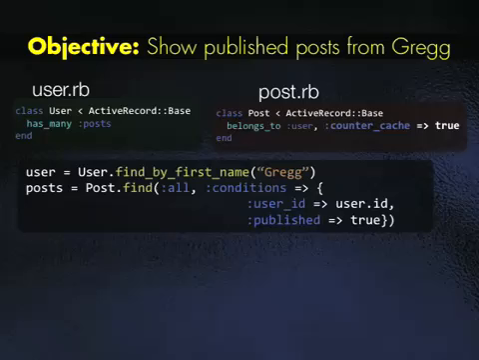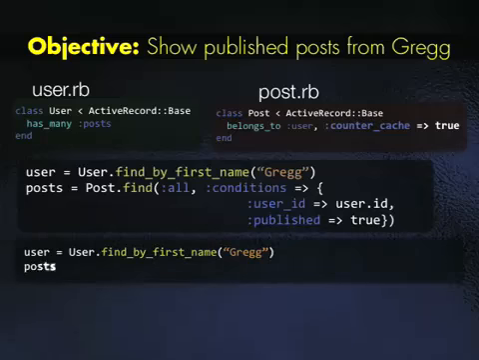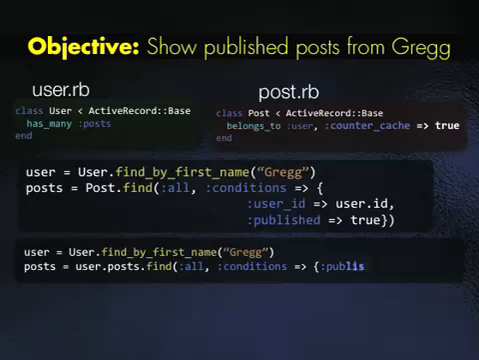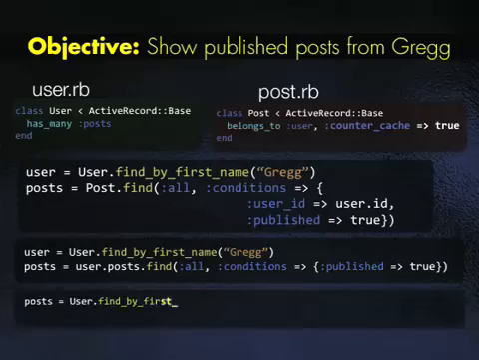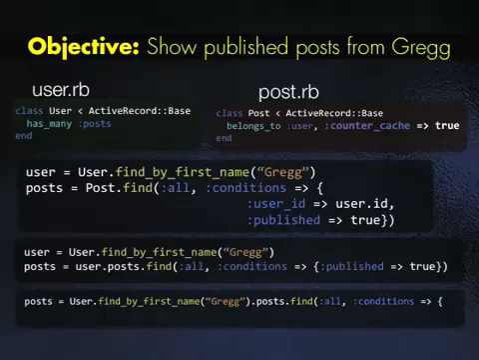One way I can simplify this code is by using the proxy association. So I could find the user, and I could just do user.post.find. Lastly, I could probably do this all in one line if I really wanted to. Find the user and just get the posts.